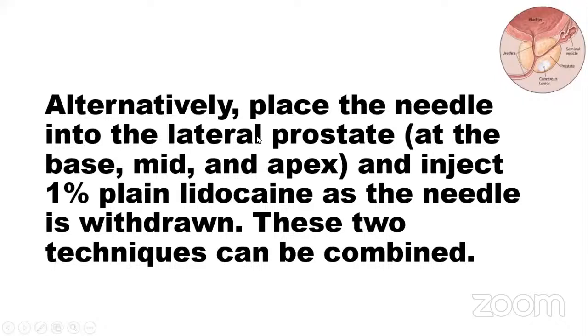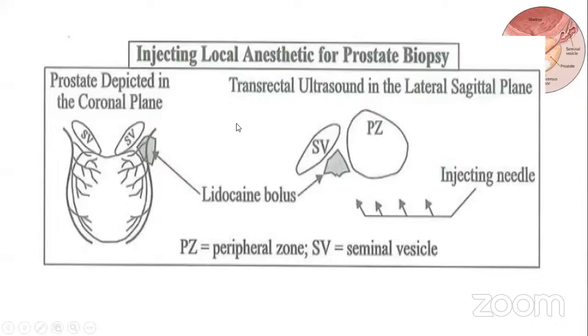Alternatively, place the needle into the lateral prostate at the base, mid, and apex. So this is the biopsy site, the anesthesia site, and inject 1% plain lidocaine as the needle is withdrawn. These two techniques can be combined. This is injecting local anesthesia for prostate biopsy.